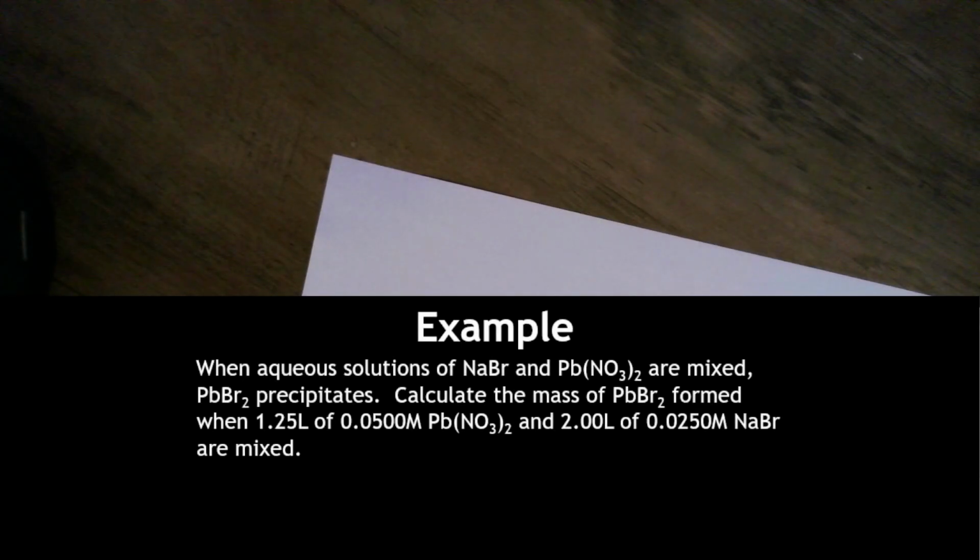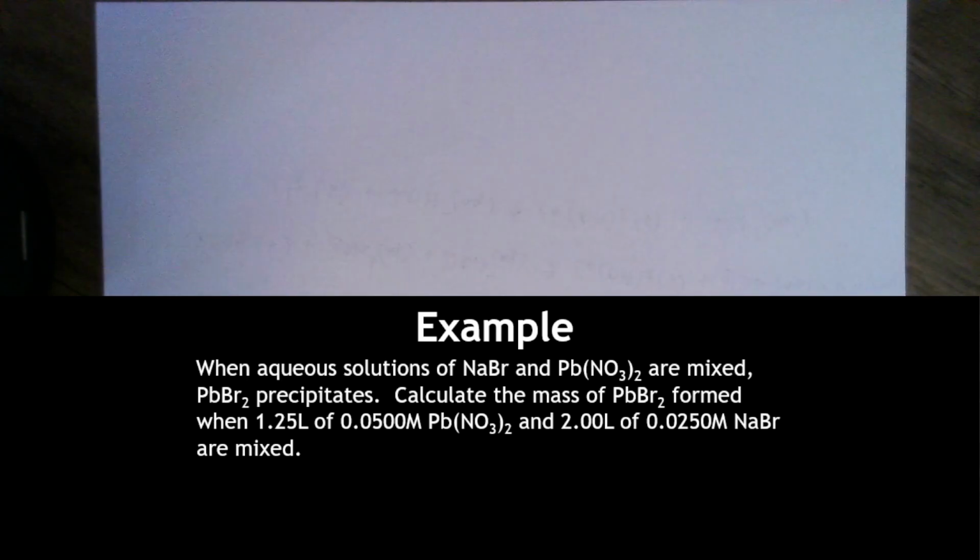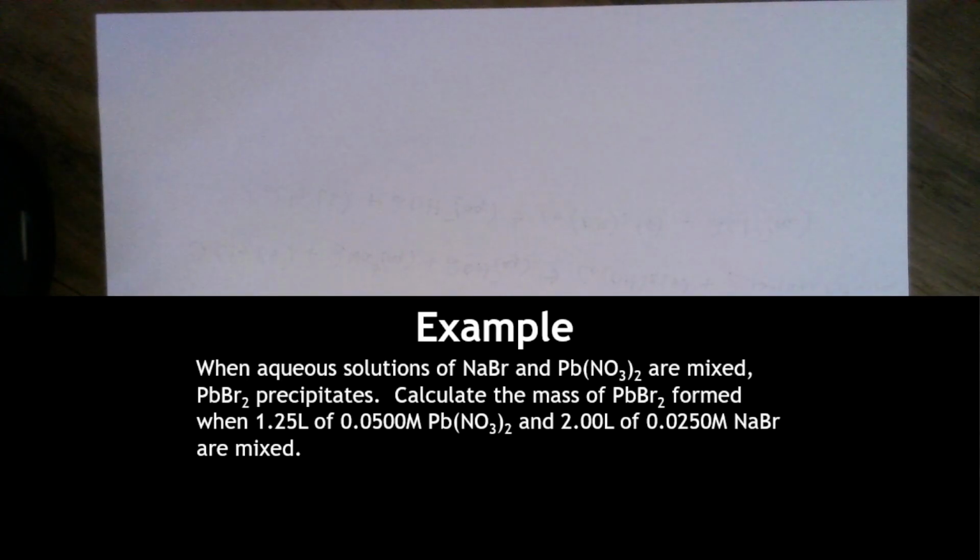Okay. Excuse me. Our example says, when aqueous solutions of NaBr and Pb(NO3)2 are mixed, PbBr2 precipitates. Well, that's giving you a little hint. If it says it precipitates, that means it is a solid.